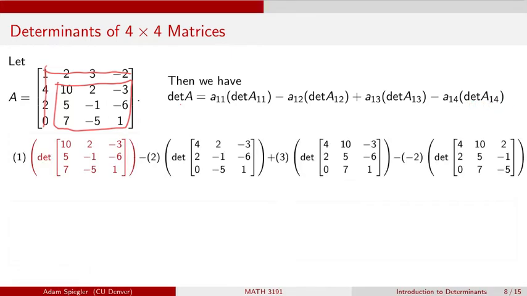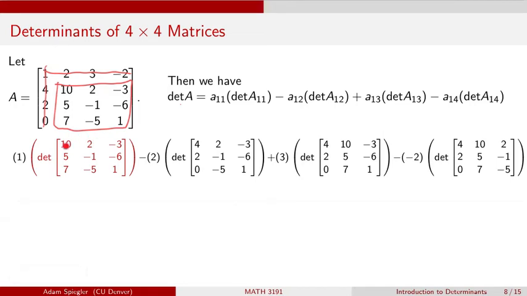And so now what we have is A11, that was the 1 that we have over here, times the determinant of this submatrix A11, which is a 3 by 3 matrix. Then we're going to subtract A12, which is 2, times the determinant of submatrix A12, plus A13 times the determinant of submatrix A13, minus A14, which is minus 2, times the determinant over here, I have submatrix A14.